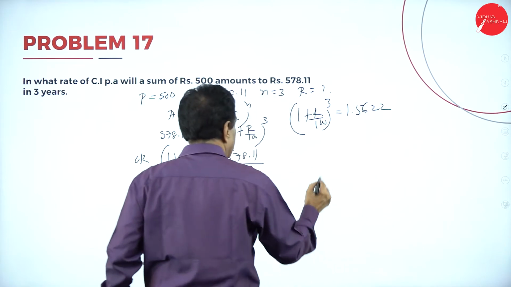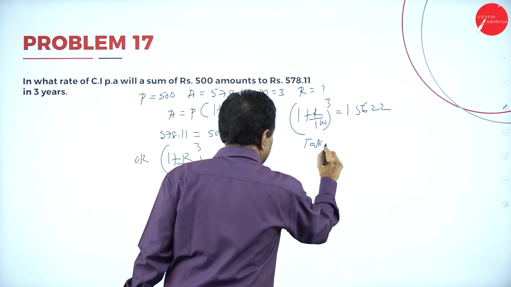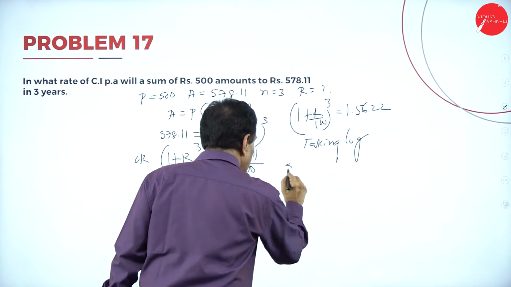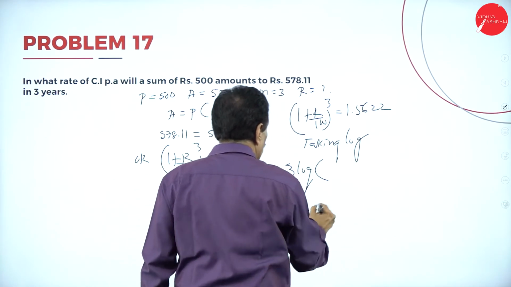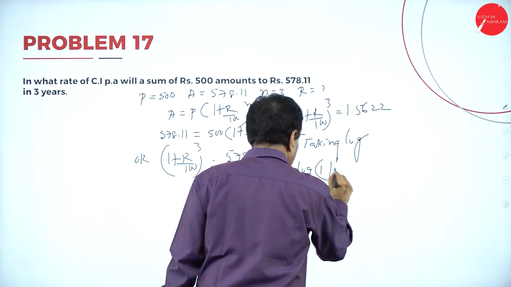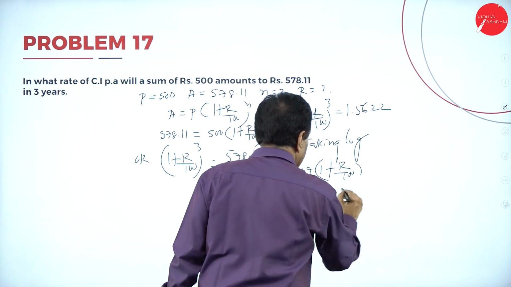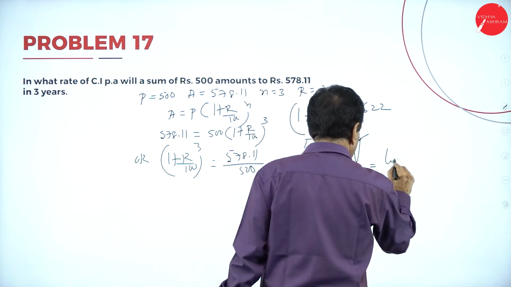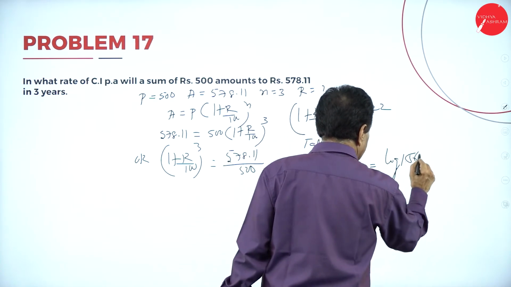1.5622. Taking log, 3 log of 1 plus R over 100 is equal to log of 1.5622.